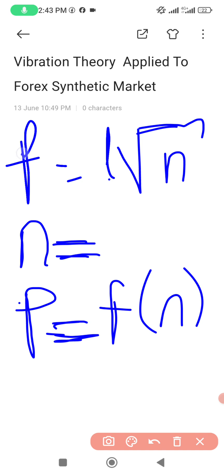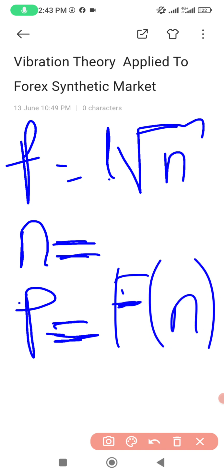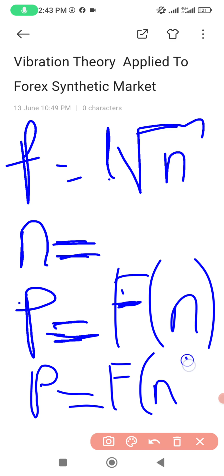Now this F and this F is not the same thing. It's a different F. So let me make it capital, so that it will be different. So it's a function of N, where N determines the frequency. So when you see that the price is going up and the market buys, it means the mass psychology is saying this asset is supposed to appreciate. And when you see that the price is going down, the mass psychology is telling you that this market is supposed to go down.